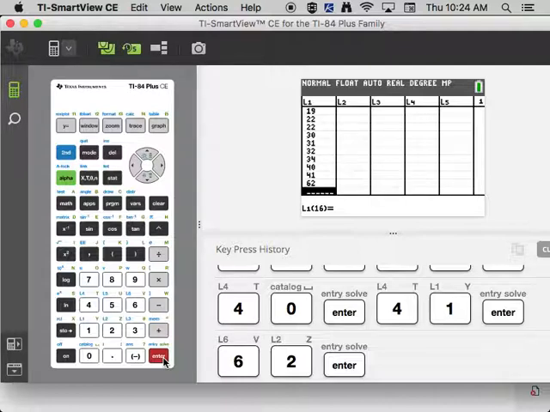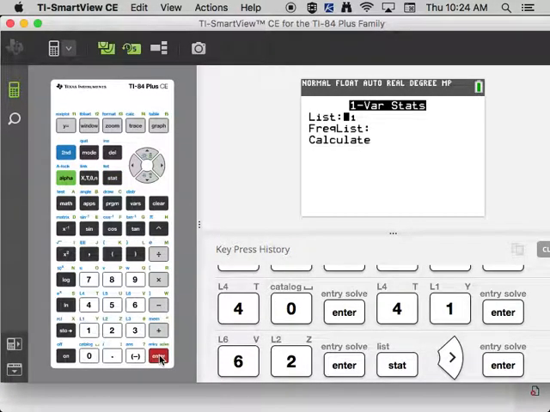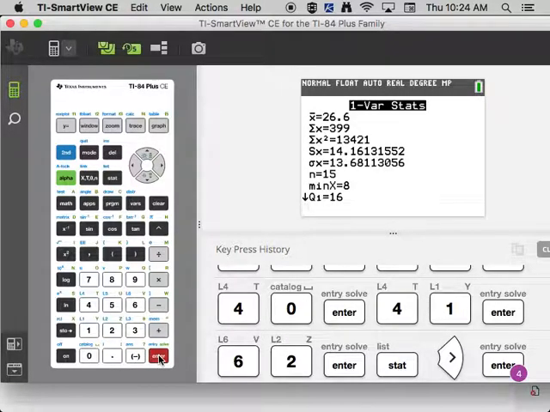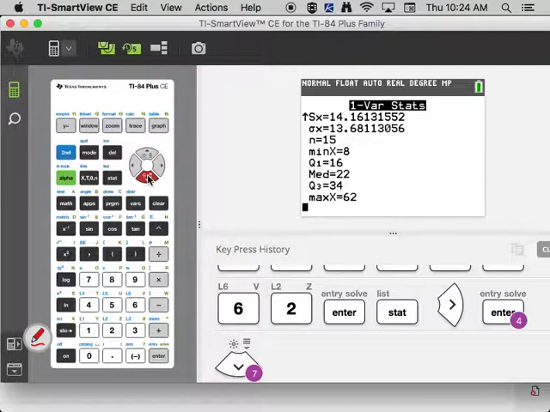All right, and we want that 5-number summary. We want those 5 pieces of information. What calculator command that I taught you yesterday will get you literally everything you need? One variable stat. So go back into stat, over to calculate. We want it to calculate those one variable statistics for us. Okay? If we scroll down, here is everything that we need.